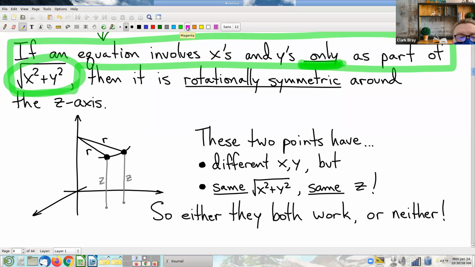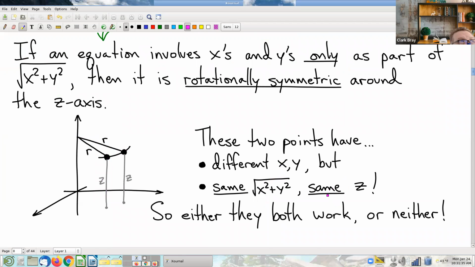If the equation is as described, well, these 2 points, sure, they have different X's and different Y's, but X and Y aren't really in the equation, or at least not by themselves. The point is they're going to compute the same R, and they have exactly the same Z's. And so they're either both on the surface or they're neither on the surface. They're the same in terms of how they relate to the surface. So same idea, really.